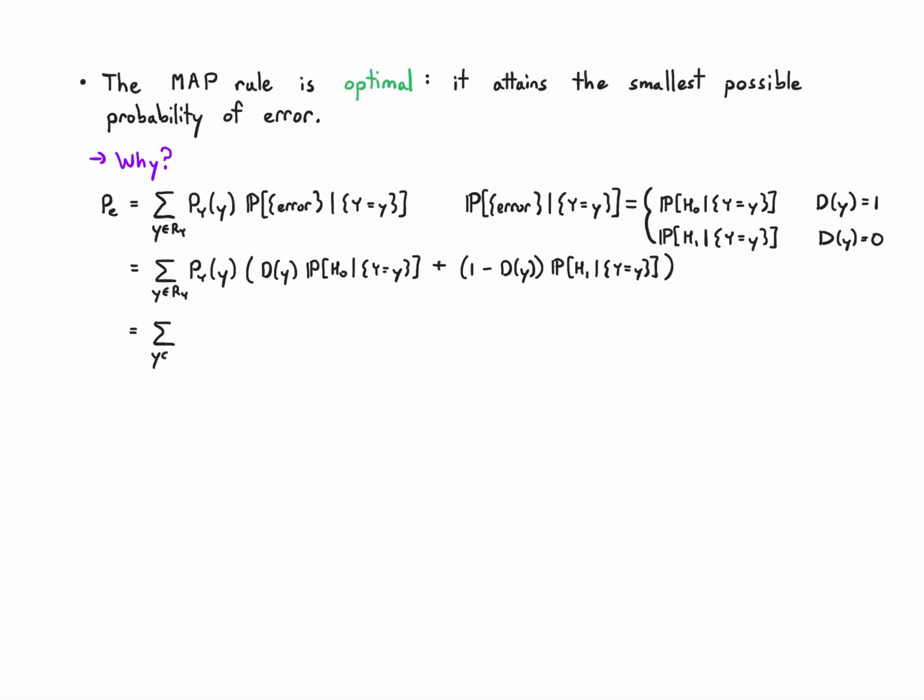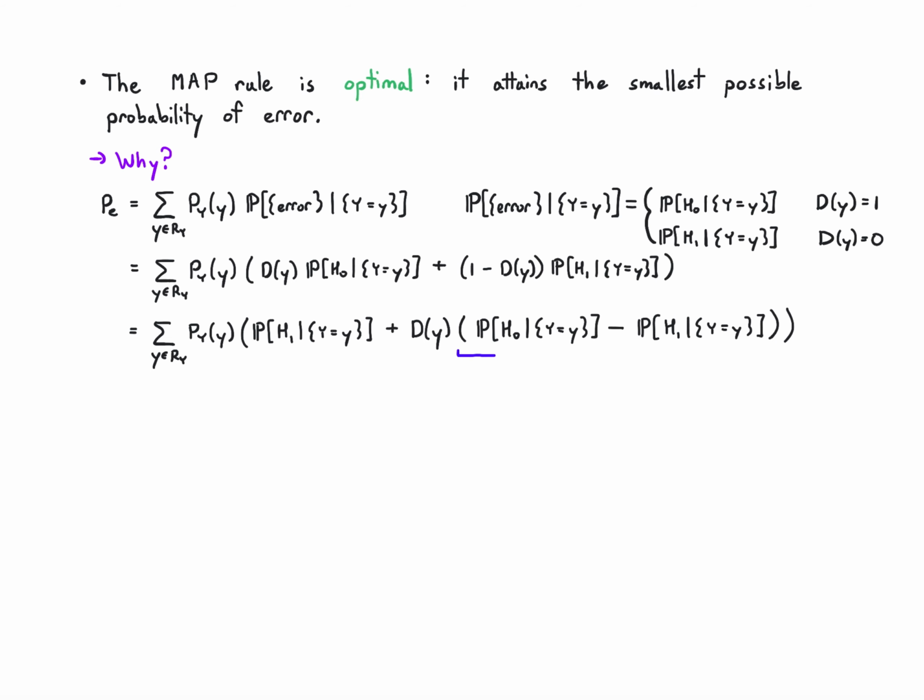Okay, so now I'm just going to rearrange terms. I'm going to have a probability of H1 given y term, and then I'm going to have d(y) times the probability of H0 minus the probability of H1, both given y. Okay, and so this is the term I need to focus on.